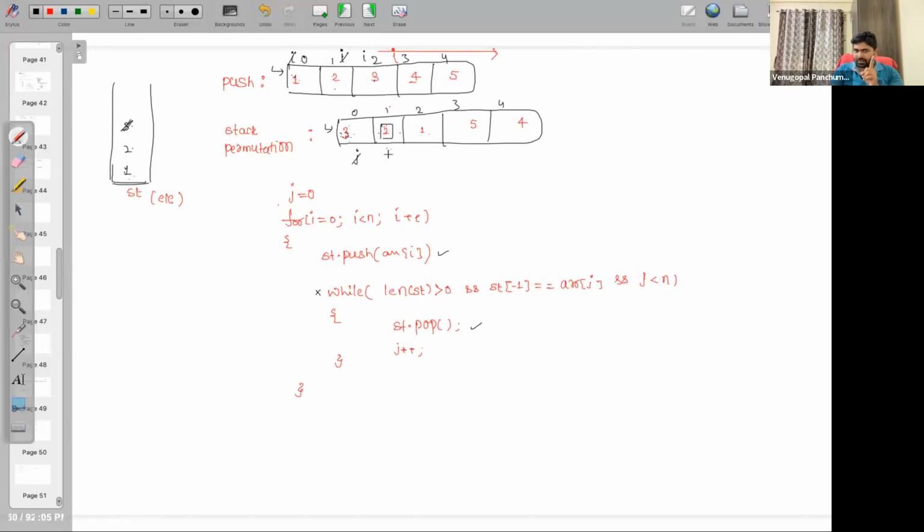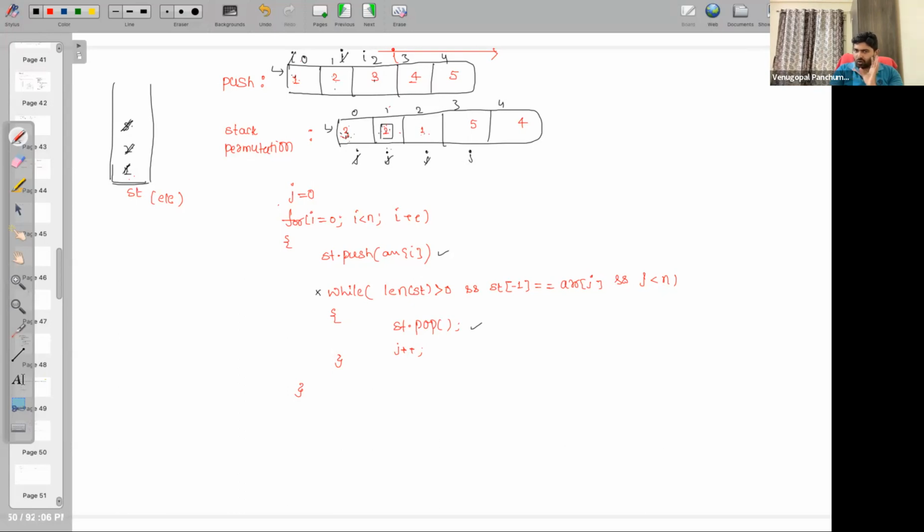Then increment the J because the next element I need to compare. How long will this while loop be true? As long as all 3 conditions are true. Does this match with the top of the stack? Yes, then again pop it. Again pop it. Next increment the J. Now check, does this match with the top of the stack? Yes, it matches. Then again pop this element, and increment the J value.